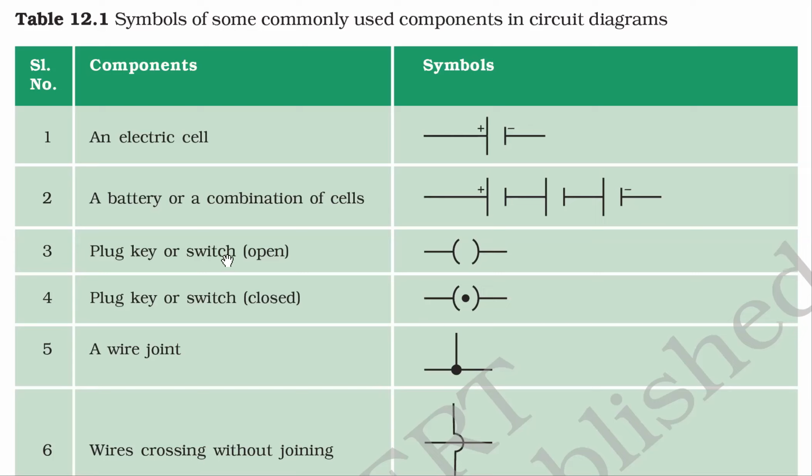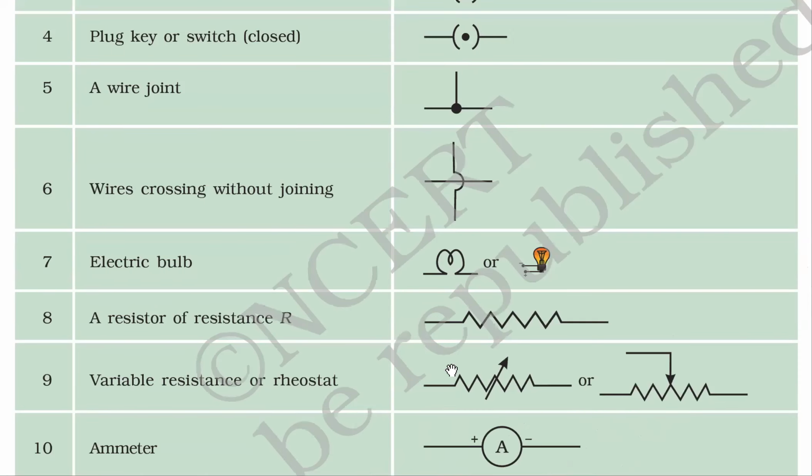Then plug key or switch: this is an open switch, and this is a closed switch. This is a wire joint. Next one is wires crossing without a joint. If wires are crossing each other but they are not joining, then it is represented by this symbol.